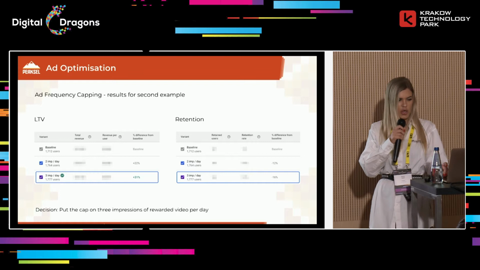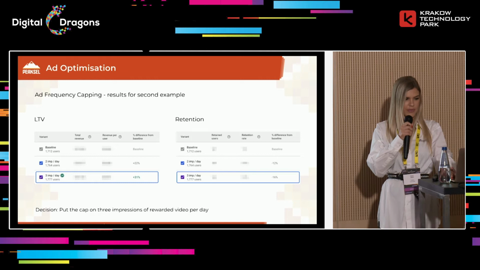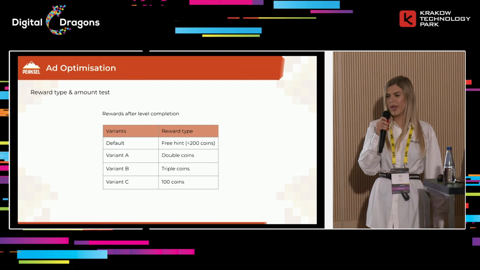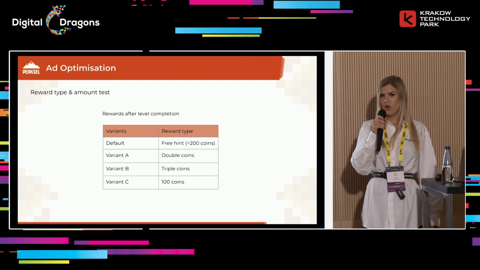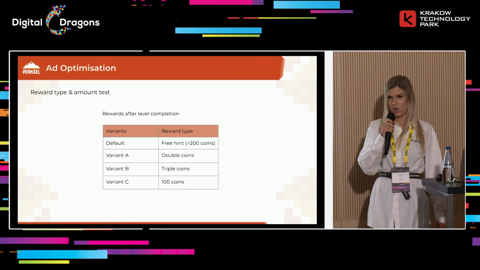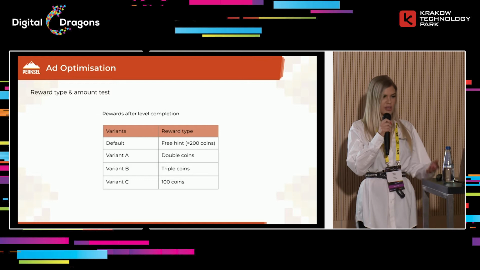So we put a cap on three impressions per day for our rewarded videos. Now we come to the reward type and amount test that I mentioned earlier. Here we try to find out the best one for our room escape games. The default version was with the free hint, which equals 200 coins. The other variants were double coins, triple coins, and 100 coins. This is, of course, after level completion.